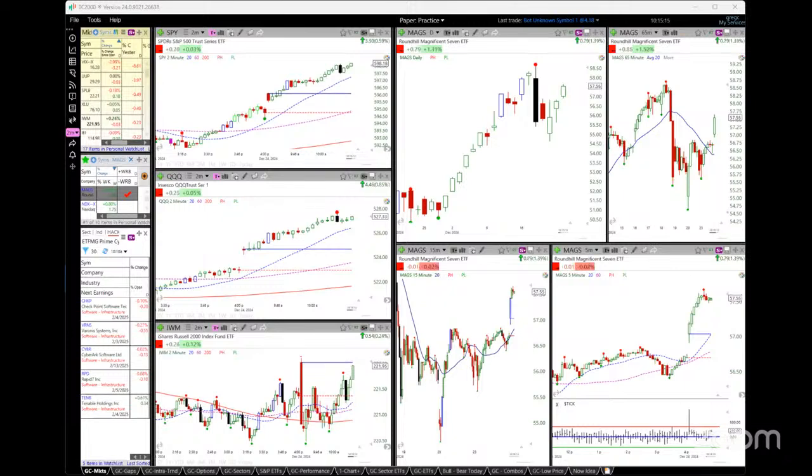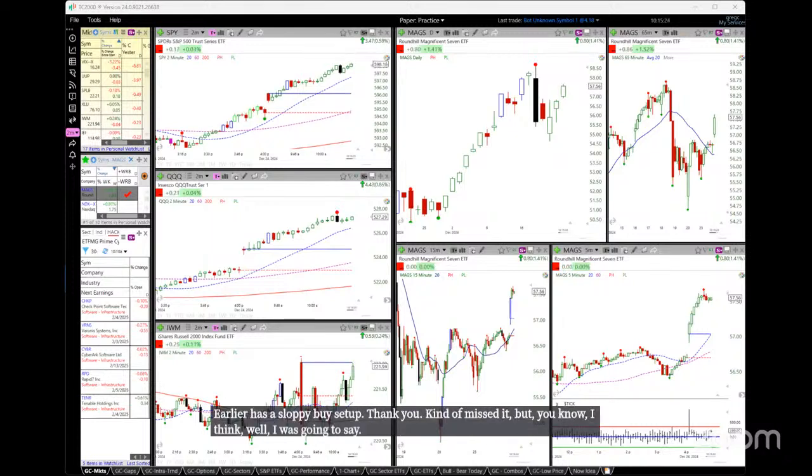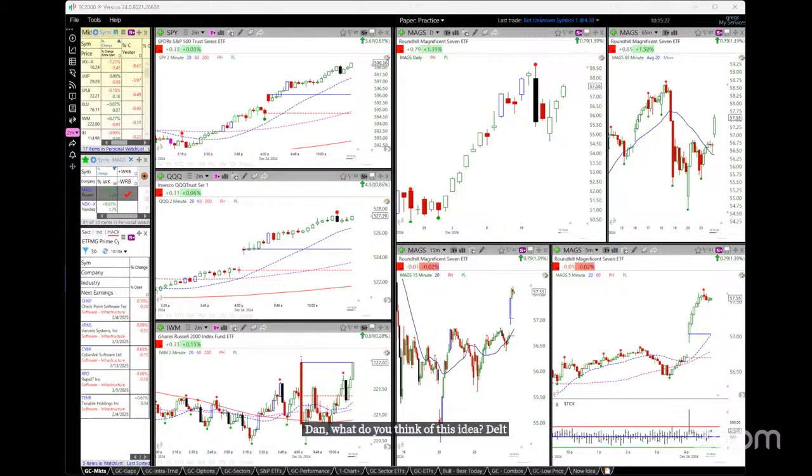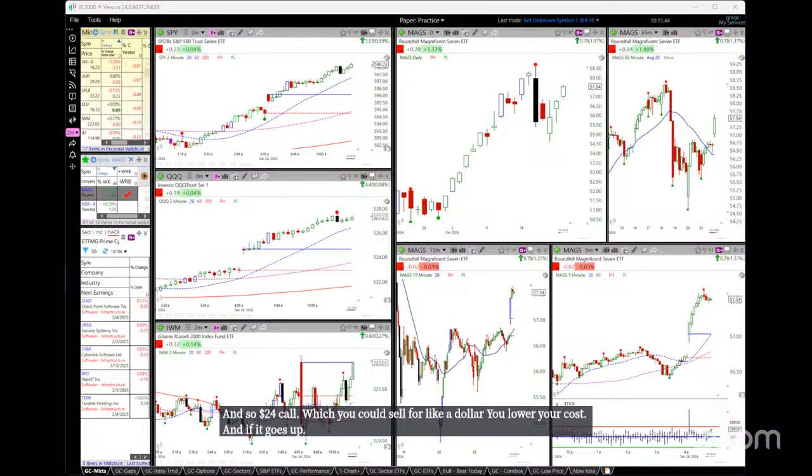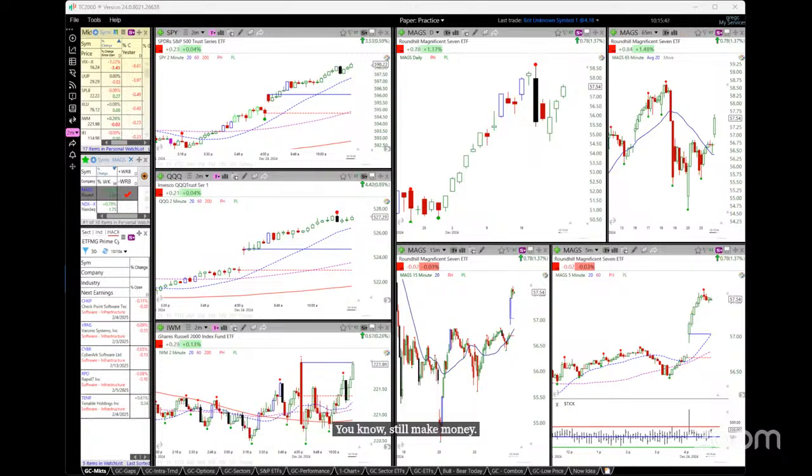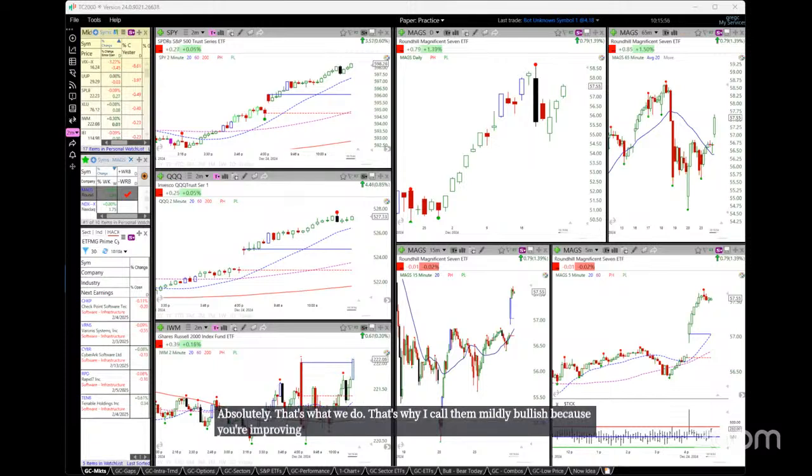I mentioned it earlier as a sloppy buy setup. I think you kind of missed it. Dan, what do you think of this idea? Delta, think of this: if you buy OKLO and sell a $24 call, which you could sell for like $1.20, you lower your cost. And if it goes up, you still make money. Absolutely. That's what we do. That's why I call them mildly bullish, because you're improving your cost basis.